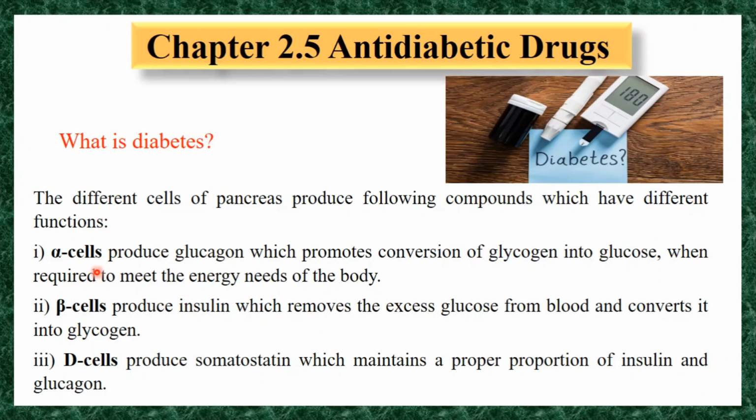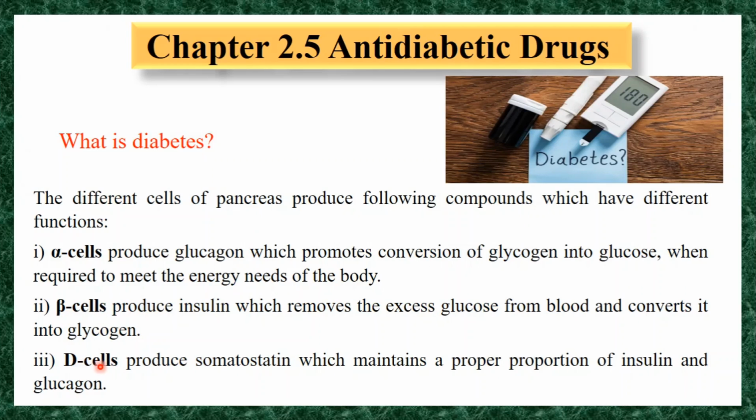Then the next cell is the beta cell. The beta cell produces insulin, which removes the excess glucose from the body and converts it into glycogen. This is the function of the beta cell.